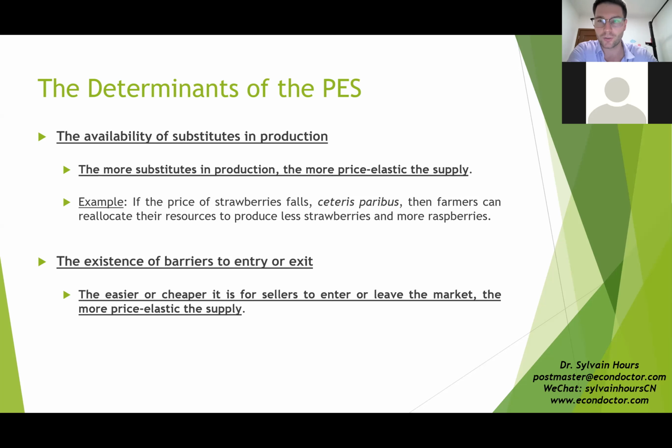But yes, I use the example of strawberries and raspberries. Essentially, you need the same resources to produce strawberries and raspberries. So if strawberries become less expensive, it's not profitable to produce strawberries anymore, so you're not going to use much of your field to produce strawberries. Instead, you will use this area to produce more raspberries. So it gives you the flexibility to increase your production of raspberries, a product that has become relatively more profitable.